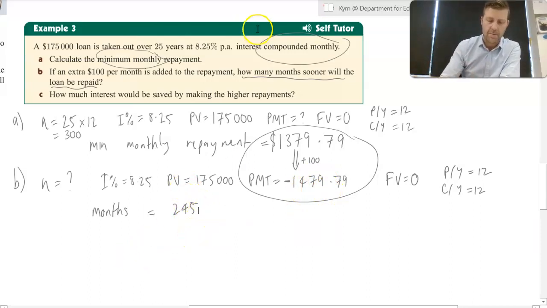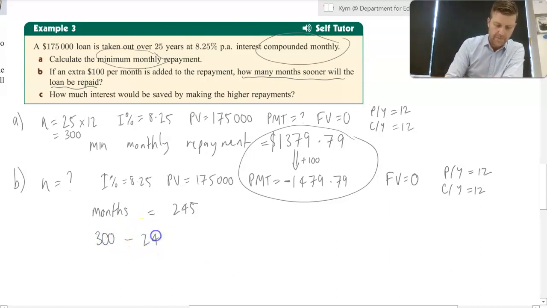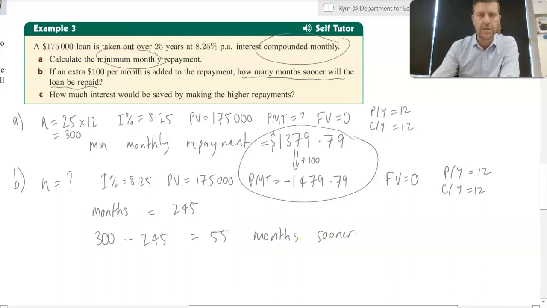But the question, remember, said how many months sooner will the loan be repaid? So to work that out, we do 300 months, which is the original loan term, take away 245, which gives us 55 months sooner. Okay, so that is the answer to question B there.